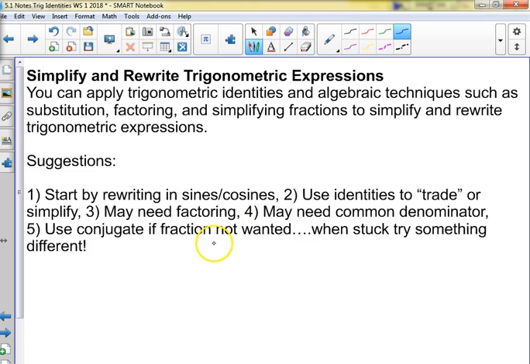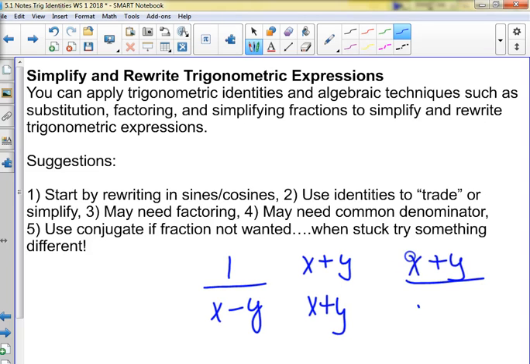Okay, what does it mean to use a conjugate? Anybody know? If I didn't want this, I could multiply top and bottom by x plus y because I would get x plus y over x squared minus y squared. And if that was a trig question, this might be some kind of an identity I could do, right? x squared minus y squared might be something good. So sometimes to get rid of a fraction, you want to multiply by a conjugate. That's what that hint was.